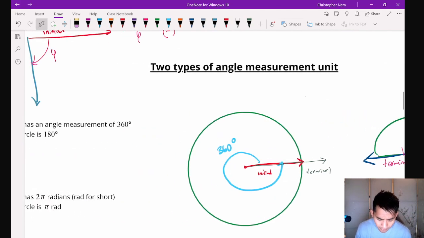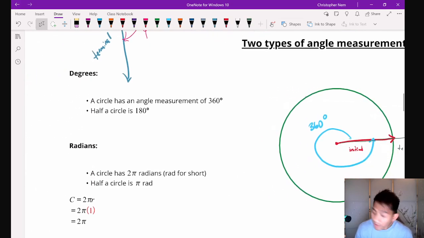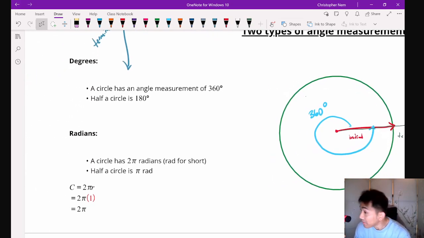Boom. Now, the angle measurement unit we care a lot about for this class is called radians. Most of you guys are not familiar with it unless you've taken a higher level course already. But the idea of radians: mathematicians decided to work with a circle whose radius was 1. And when they calculated the circumference, how long it takes to travel the entire circle, they found out that was equal to 2 pi distance.